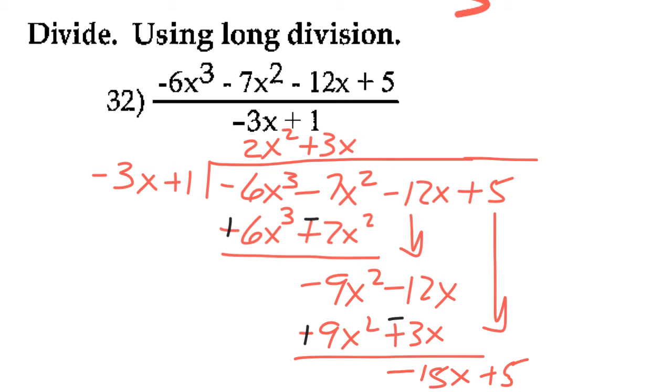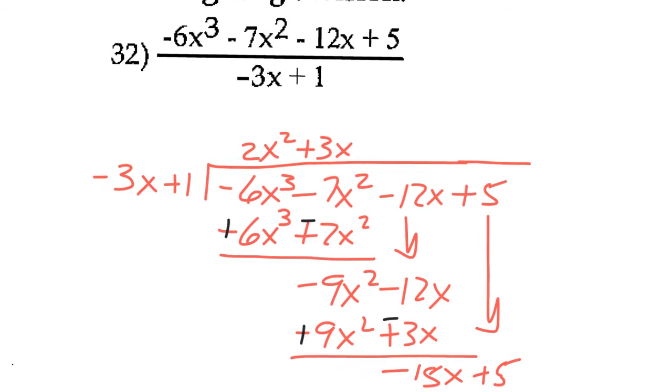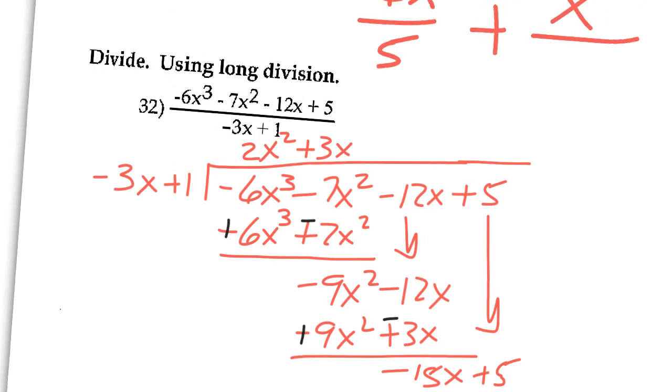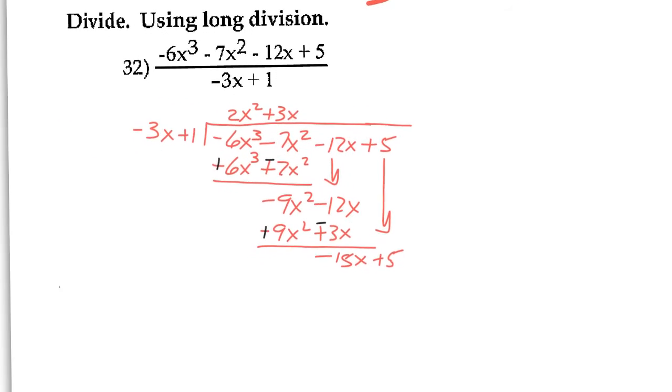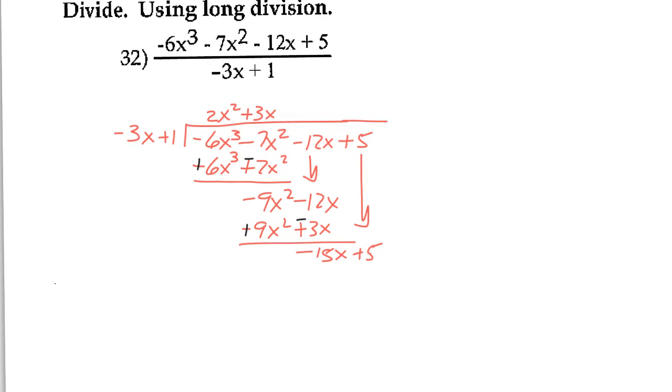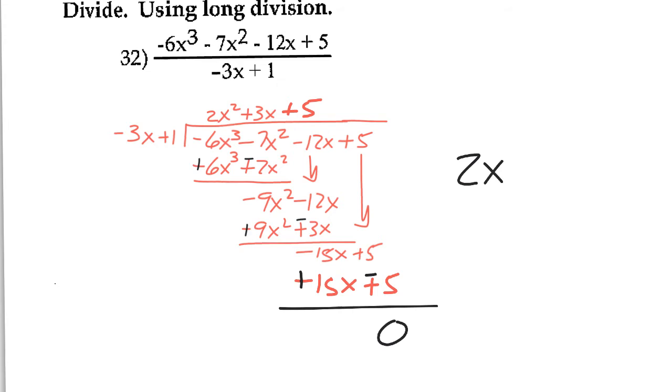Move your paper up. Make some room. Hold on. There we go. Now it's cooperating. Okay. And what would we take times negative 3x to get negative 15x? And that would be a positive 5. Positive 5 times a negative 3x is indeed negative 15x. Positive 5 times 1 is 5. Change the signs. Add down. Just so happens we don't end up with a remainder. So the answer to this long division is 2x squared plus 3x plus 5.